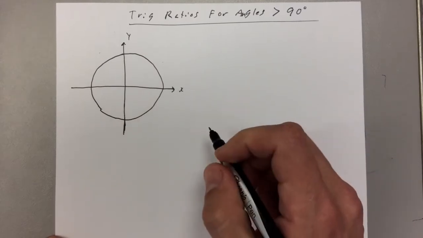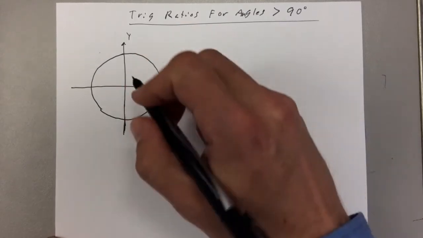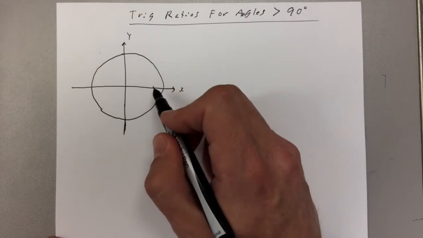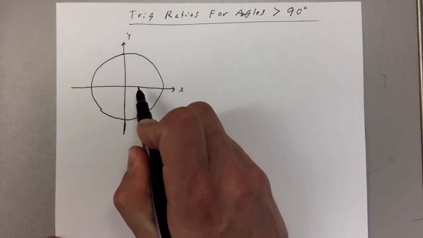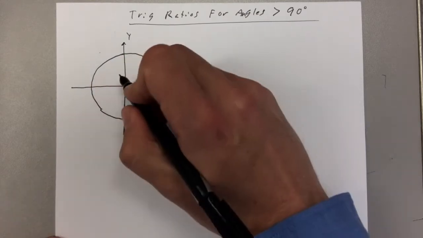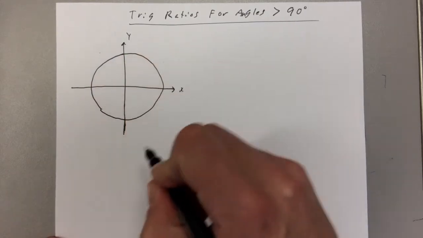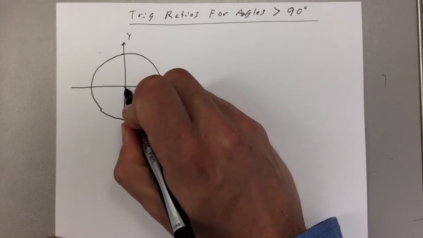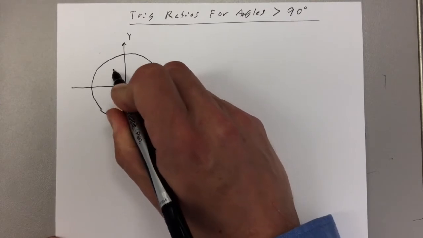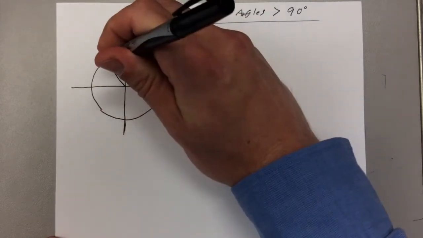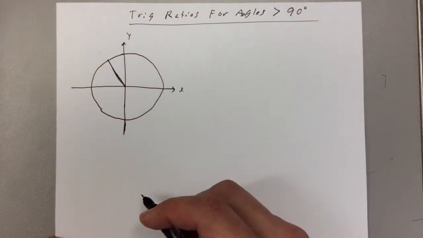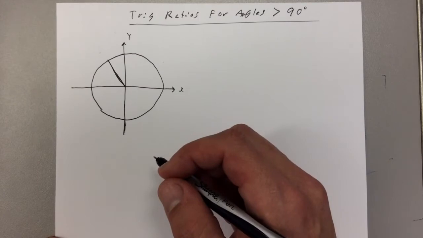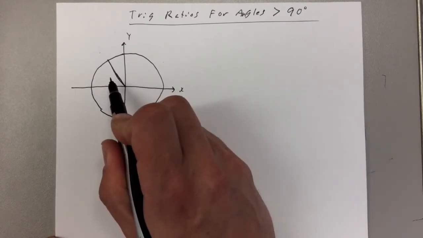Okay, and we're going to look at an angle. The angle is going to come from the positive x-axis. Okay, so I'm going to put the angle going greater than 90 degrees. I'm going to put this out here. Okay, so this straight line to the end of the circle is called a terminal arm. It's also called a radial arm. Okay, because it's the radius of the circle.